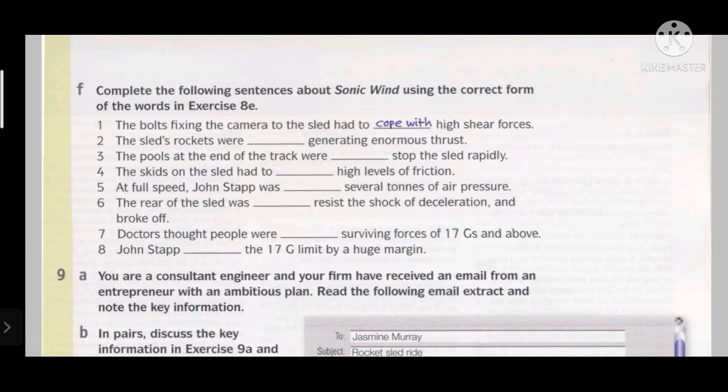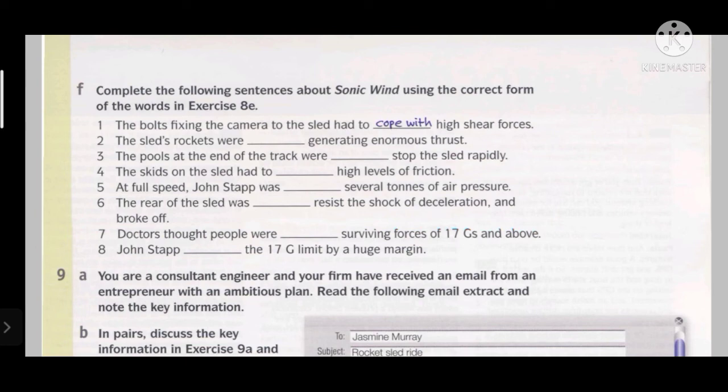Thrust means push. Well done, capable of, yeah. Very good, well done. So number two is capable of.